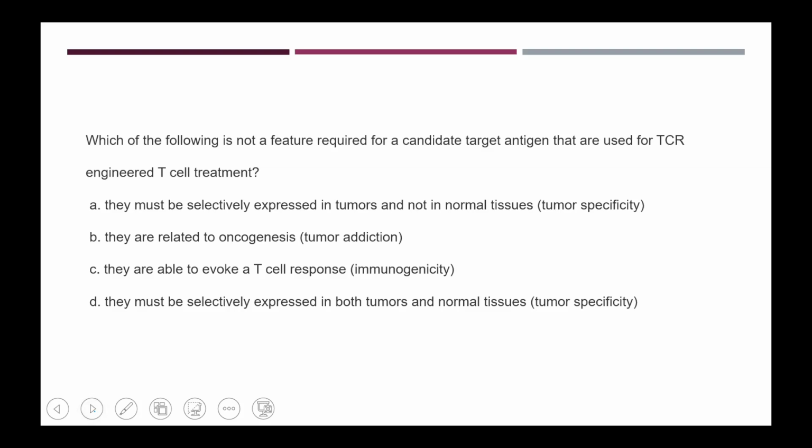So which of the following is not a feature required for a candidate target antigen used for TCR engineered T cell treatment? They must be selectively expressed in tumors and not in normal cells. They are related to oncogenesis. They are able to evoke T cell response. They must be selectively expressed in both, in tumor specificity.